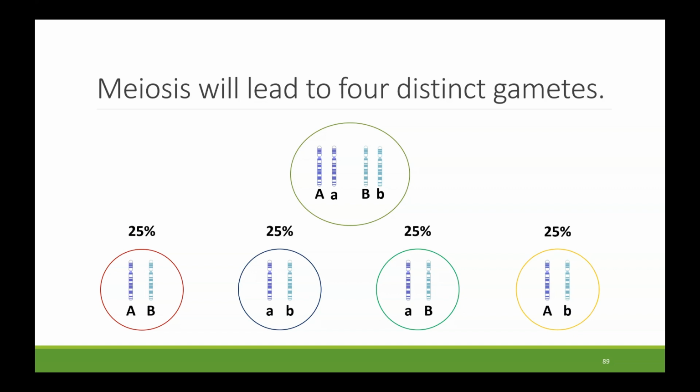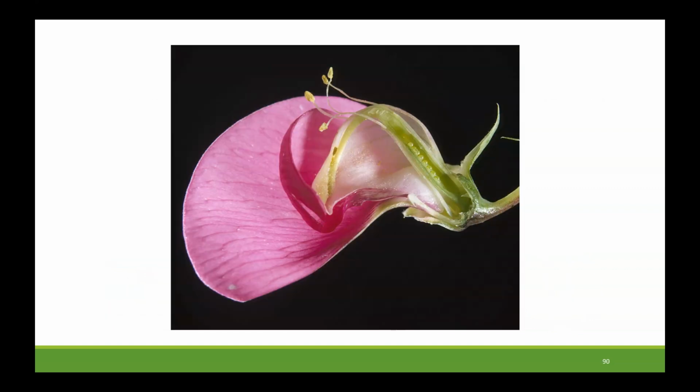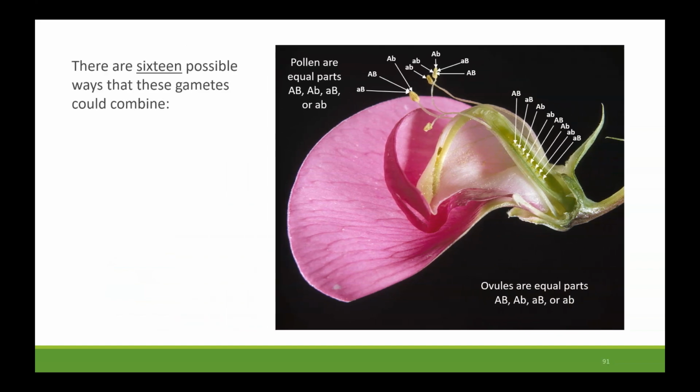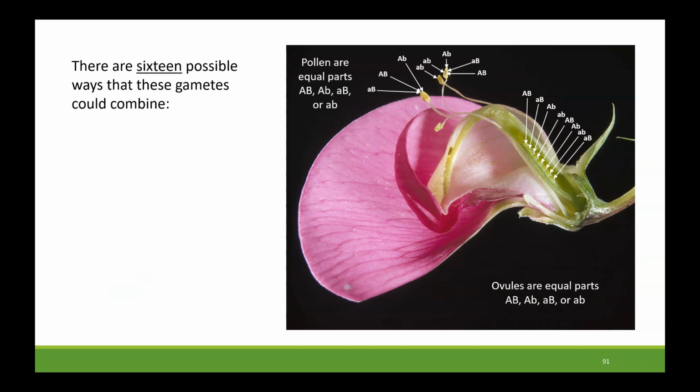So if we had the ability to peer into those reproductive cells within the pea plant, we would see that the ovules in the ovary are equally distributed among those 4 possibilities, and that the male gametes in the pollen are as well. And again, when this flower self-pollinates, randomness will dictate which pollen bumps into which ovule. But now that we're considering 2 traits at the same time, there's actually going to be 16 different possible ways that these gametes could combine.